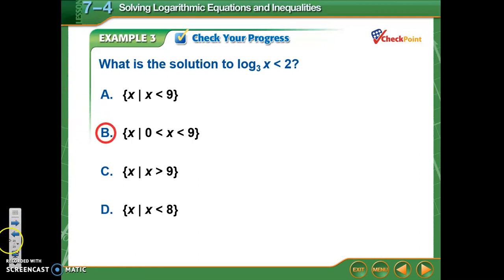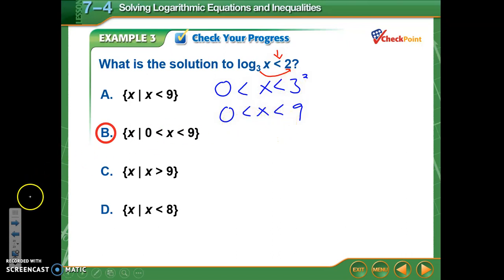All right, your answer here should be B. And there were a couple things you should have noticed. This is a less than inequality, not greater than, so I do have to worry about the 0. So x has to be less than 3 squared using the definition of a logarithm, but also greater than 0. So x has to be between 0 and 3 squared, meaning that x has to be between 0 and 9.